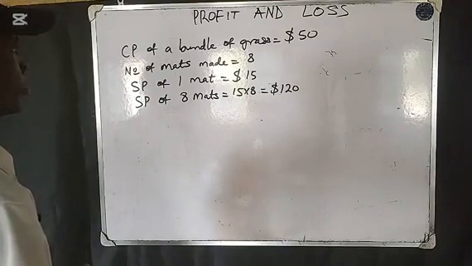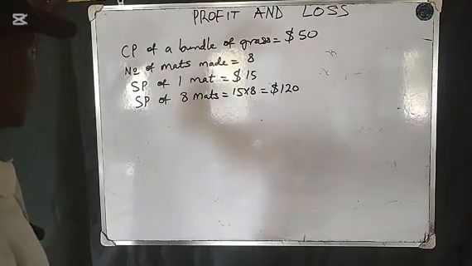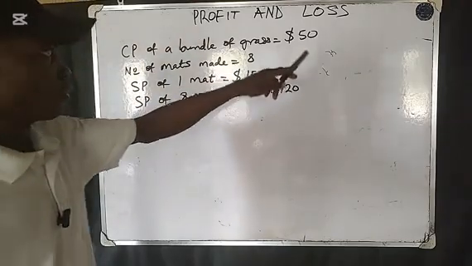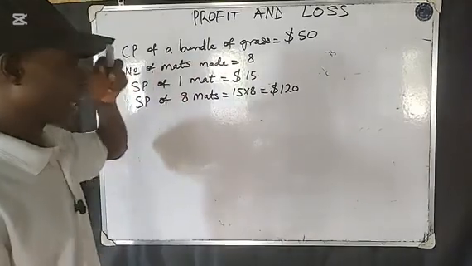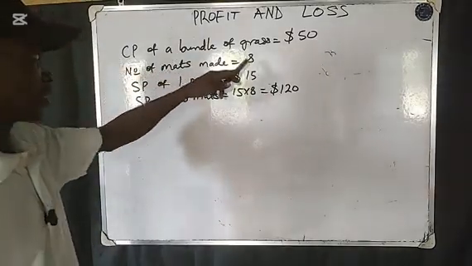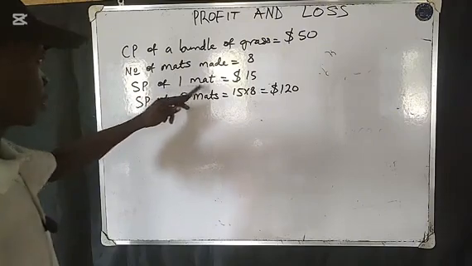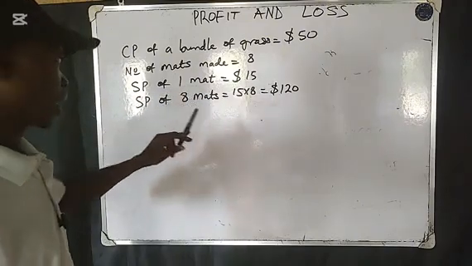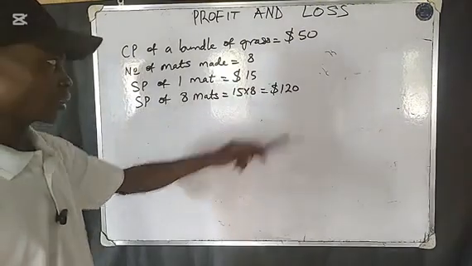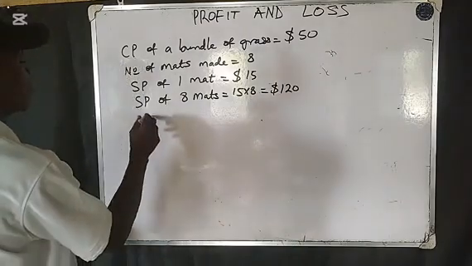Find the percentage profit. So now we are told that a weaver bought a bundle of grass for $50, and from this bundle of grass, he made 8 mats, and one mat costs $15, and 8 mats will cost $120. We should calculate the percentage profit now.